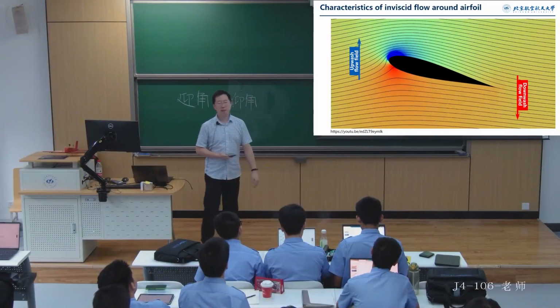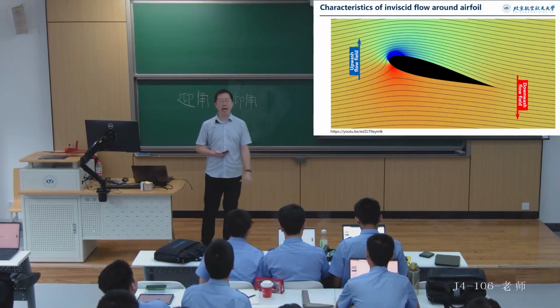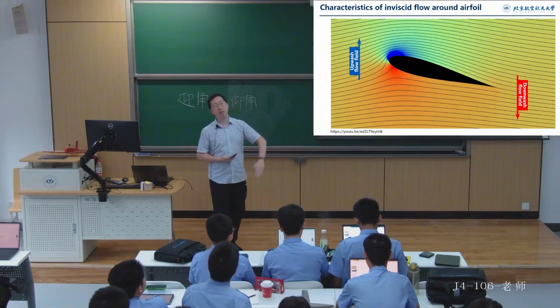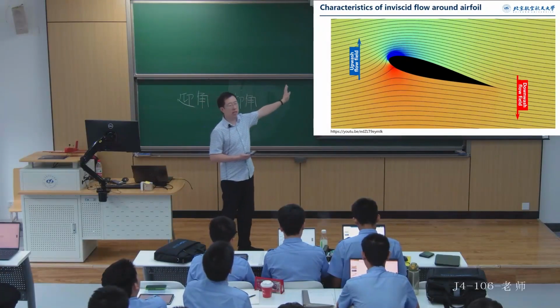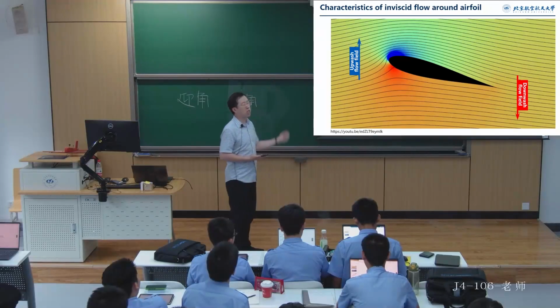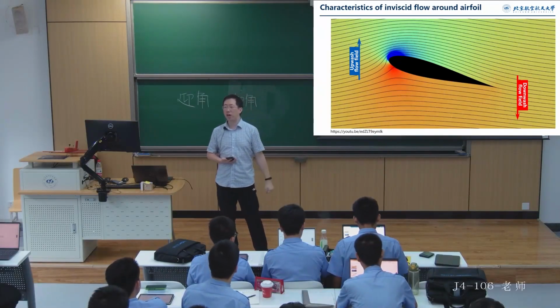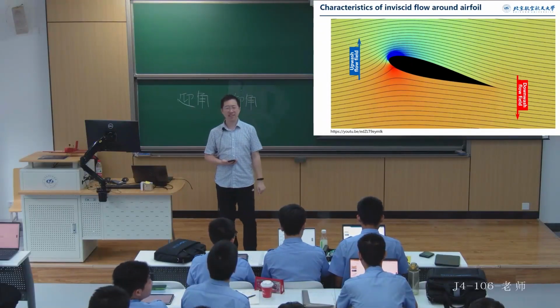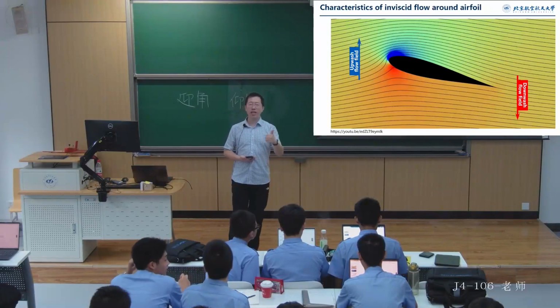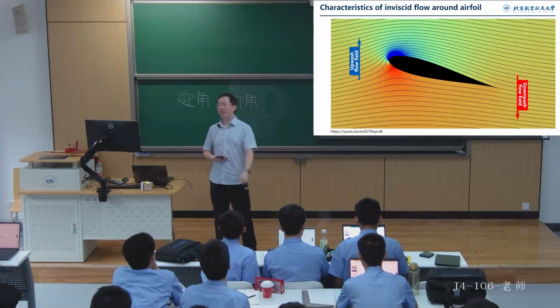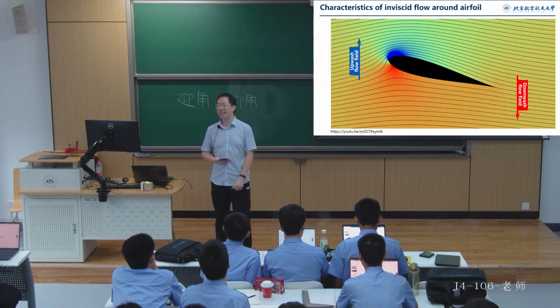Okay, so here, let's look back again. If we increase the size of this special shaped corner, we get the shape of the flow field. We say that this is a symmetrical airfoil. When the angle of attack is 0, what should be the lift on it? For a symmetric airfoil, what should the lift be when the angle of attack is 0?